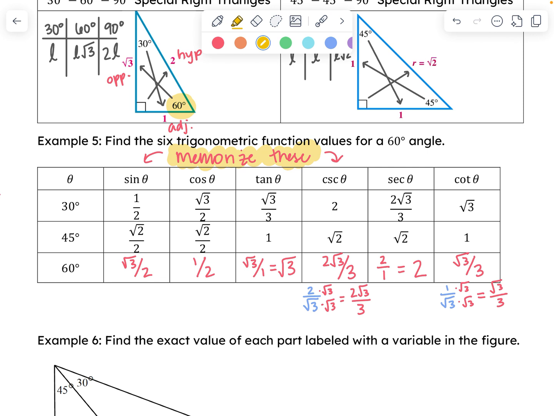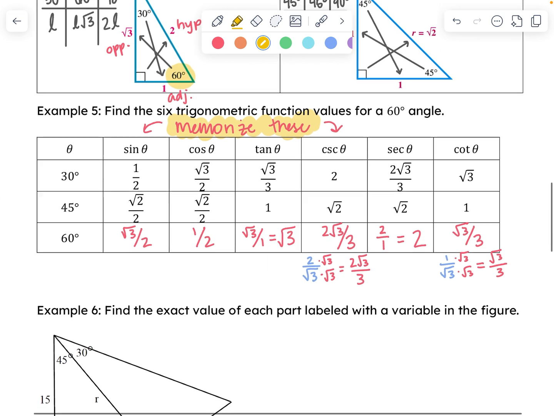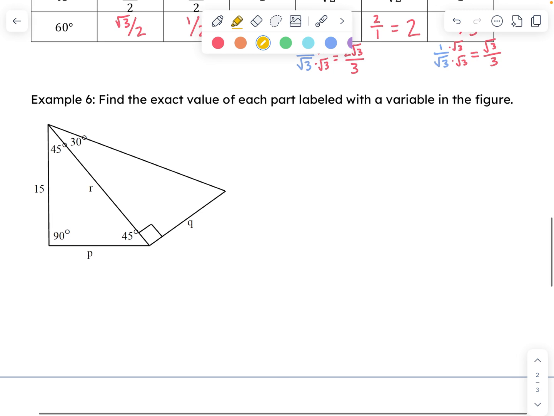So I know it seems a little daunting right now, all of the things that you have to memorize, but you're just going to start becoming so familiar with them. You're just going to have them memorized before you even know it. The last thing we're going to look at is solving a problem that has special right triangles in it, remembering how to do this from geometry.